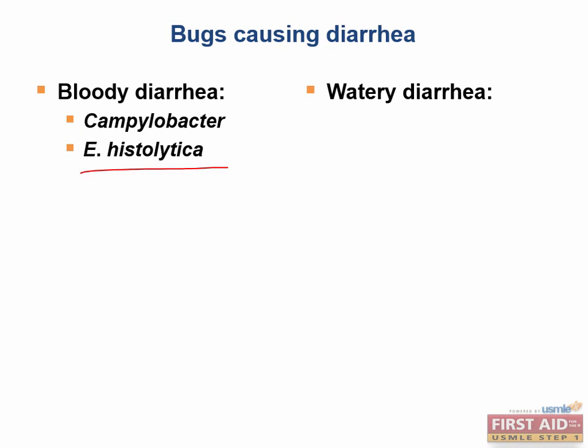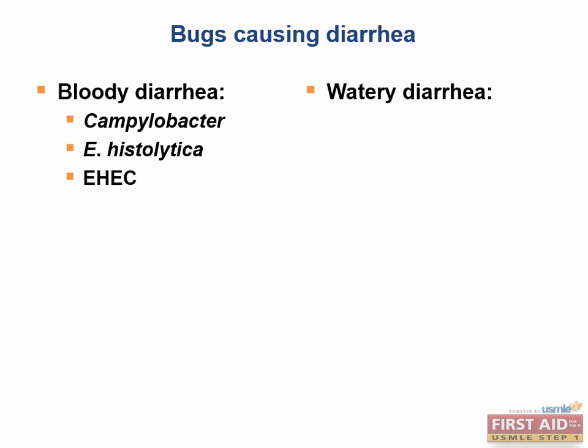This is a protozoan species. Do you remember what pathologic finding you would see with an Entamoeba histolytica infection? I'm drawing a flask here to help you remember that you would see a flask-shaped ulcer in the intestinal mucosa, significant of an Entamoeba histolytica infection.